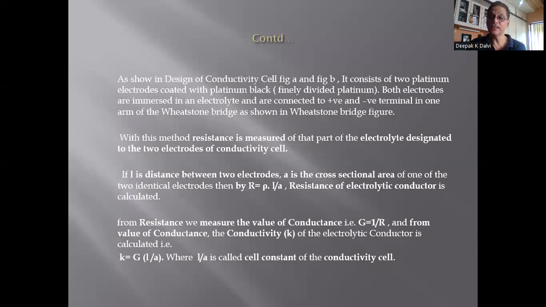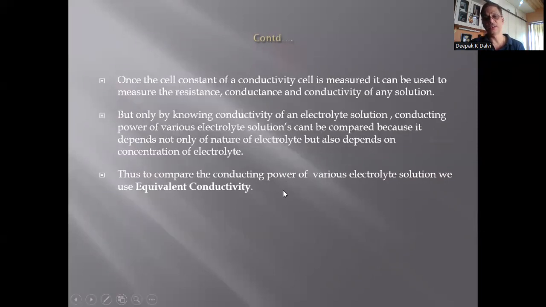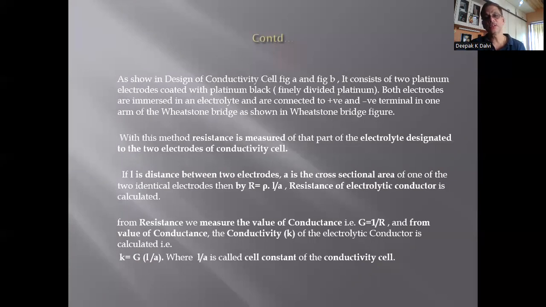From that, resistance is calculated because here we know L and A, and obviously the resistivity is the resistance of the conductor having 1 ohm resistance, 1 centimeter length and area of cross section of 1 centimeter square. So now from resistance we measure the value of conductance. How? Because conductance is exactly the reverse of resistance. So G is always equal to 1 over R.